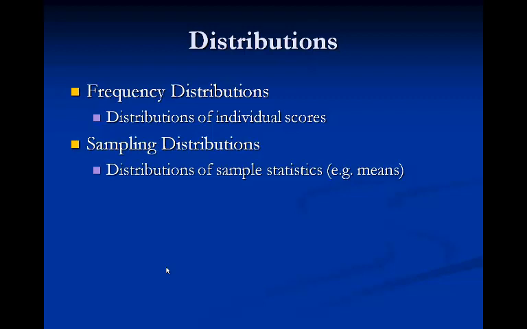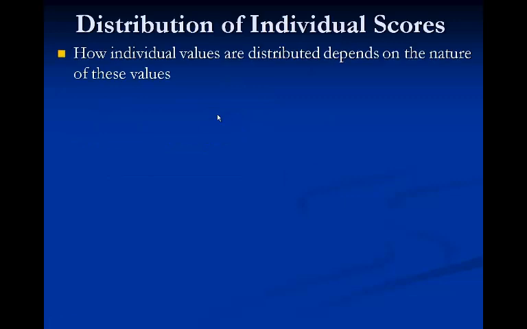We'll start off by talking about frequency distributions, which are distributions of individual scores, and we'll distinguish those from sampling distributions, which are distributions of statistics that you measure from samples. So in sampling distributions, each data point in the distribution is from a sample. You might calculate the mean and plot that. Whereas we're more familiar with looking at frequency distributions in psychology across a sample, where each point is from the individual scores. So the individual scores and how they're distributed depends on the nature of the values.